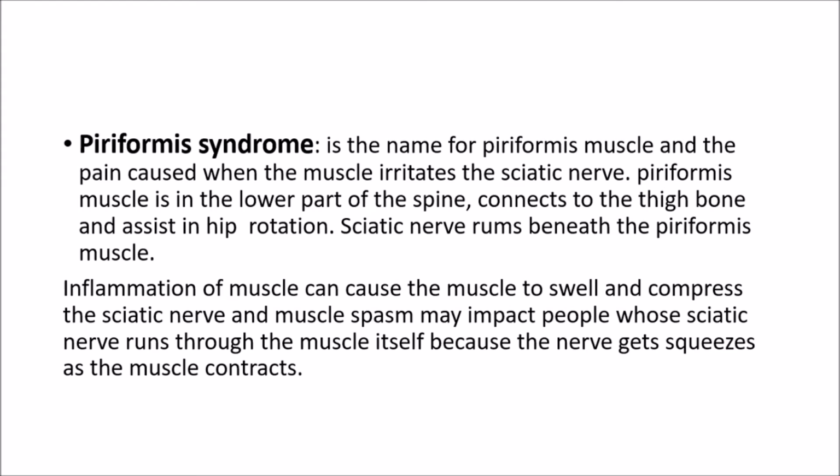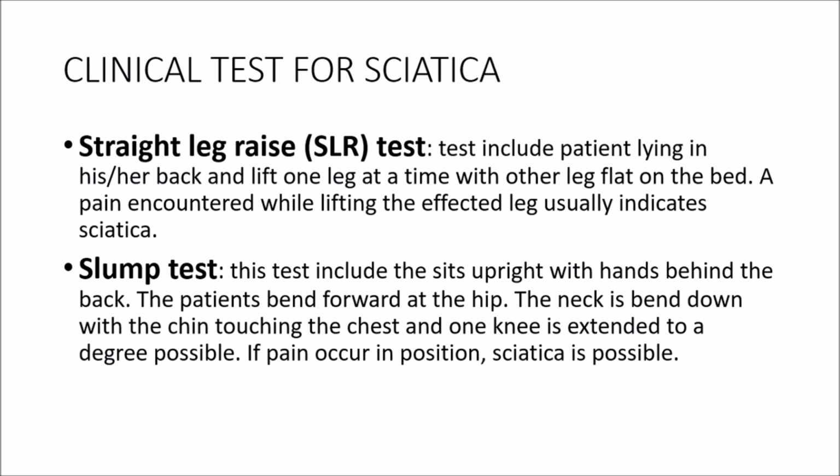Another is piriformis syndrome. Piriformis syndrome is the name for the pain caused when the piriformis muscle irritates the sciatic nerve. The piriformis muscle is in the lower part of the spine, connects to the thigh bone, and assists in hip rotation. So its main function is external rotation and abduction. The sciatic nerve runs beneath the piriformis muscle. Inflammation can cause the muscle to swell and compress the sciatic nerve, and muscle spasm may affect people whose sciatic nerve runs through the muscle itself, because the nerve gets squeezed as the muscle contracts.